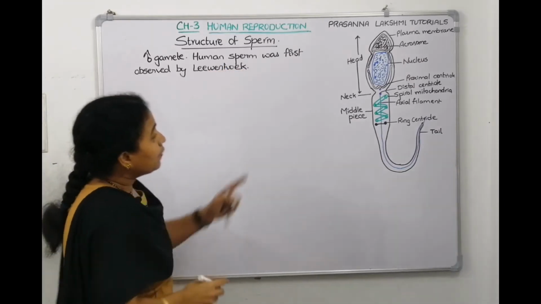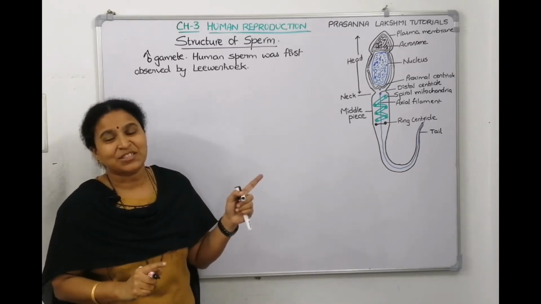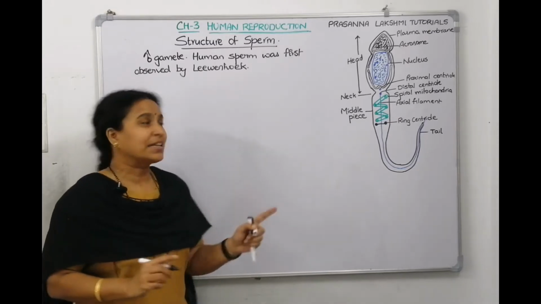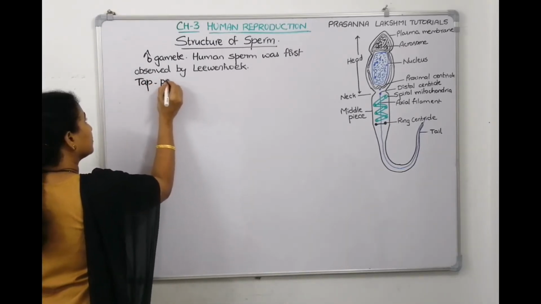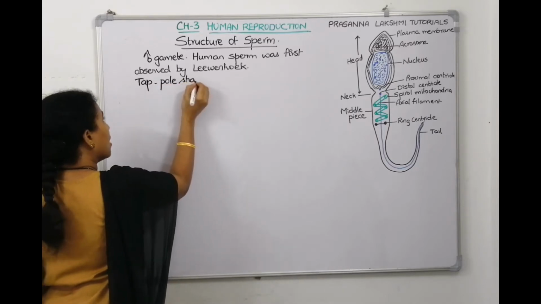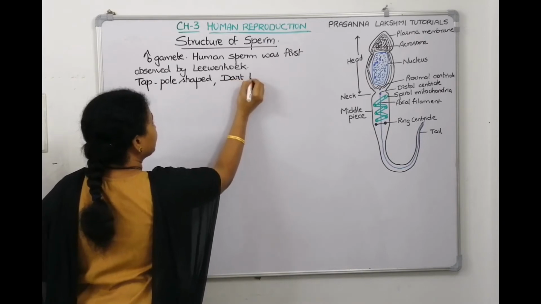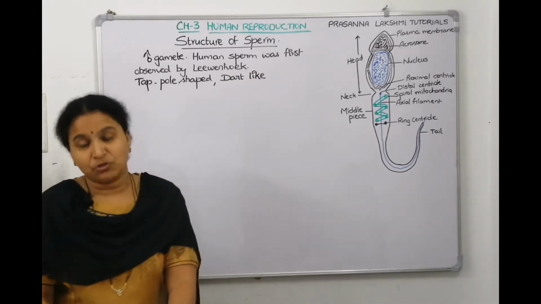Right? Now, if you see the shape of the sperm, what is the shape? It is a tadpole-shaped structure. We can also say it has a dart-like tail structure. Or we can also call it dart-like, right? Formed by a process called spermatogenesis.